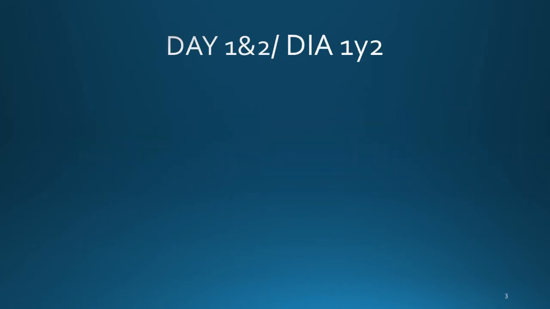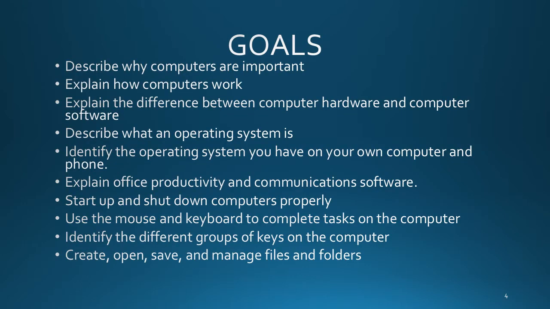Day 1 and 2. Goals. The goals are going to be to describe why computers are important, to explain how computers work, explain the difference between computer hardware and computer software, describe what an operating system is, identify the operating system you have on your own computer and phone, explain Office productivity and communication software, start up and shut down computers properly, use a mouse and keyboard to complete tasks on the computer, identify the different groups of keys on the computer, and to create, open, save, and manage files and folders on your computer.